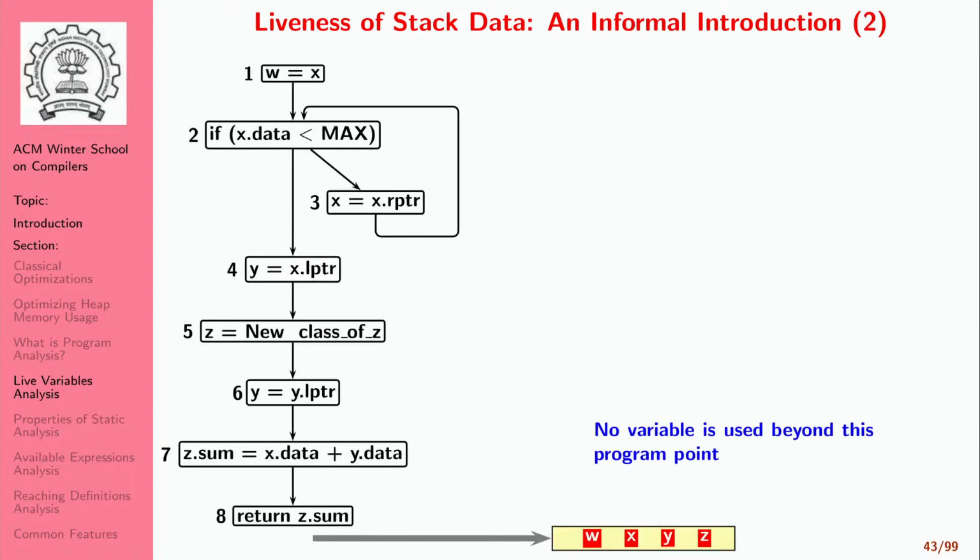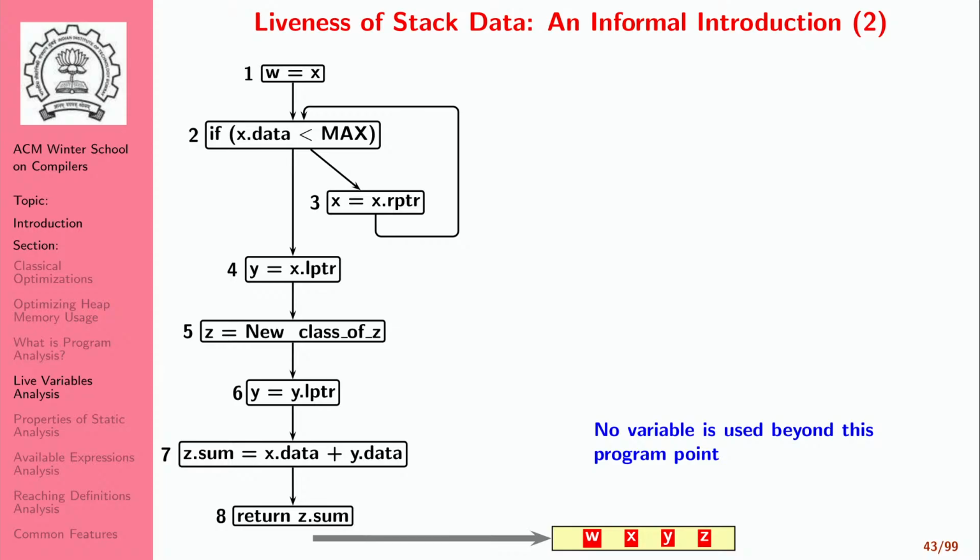So now with that, let's try to informally, let's try to intuitively do live variables analysis. We are going to talk about stack locations w, x, y, z, and we are trying to find out which are the locations whose values are required. So at the end of the program, no variable is live. These are all local variables, and I can nullify, I can put garbage value in any location.